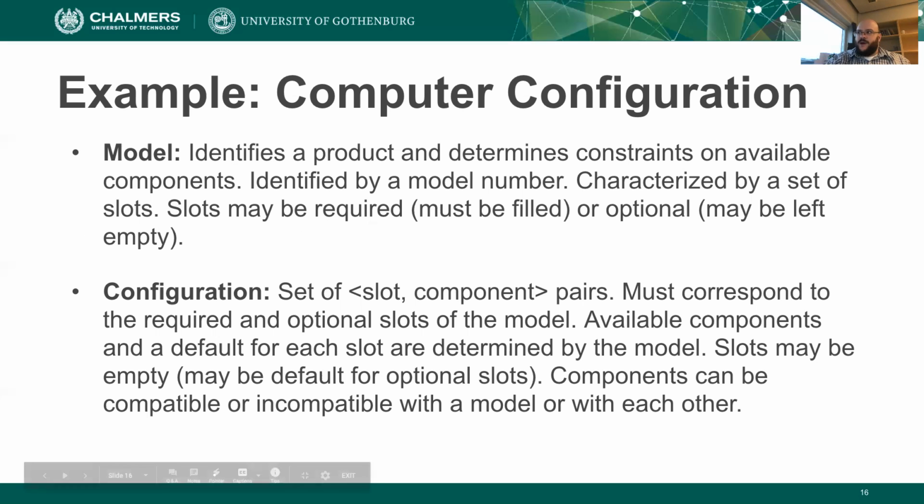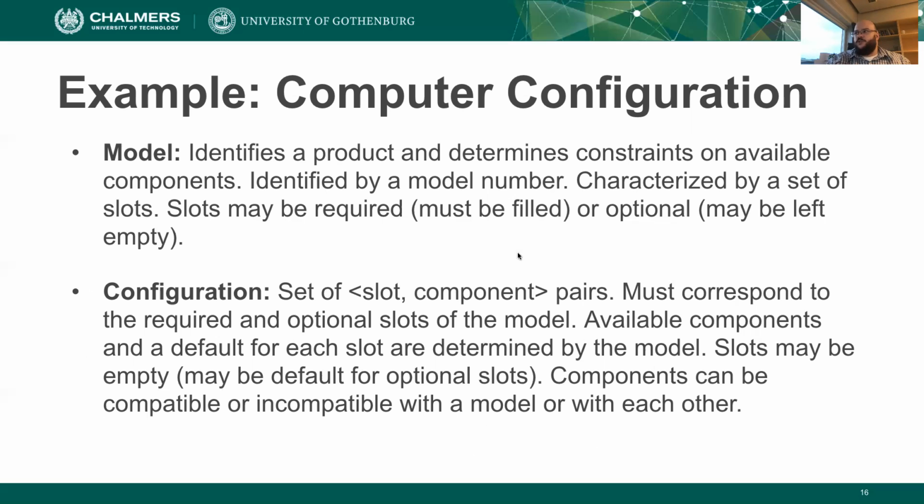Now, for a configuration for a model, this is a set of one or more pairs of slot and component. Right, so in slot 1, here's the option we choose. It needs to correspond to the number of required or optional slots for the model. The components, there's a set of available components determined by the model and a default for every slot. So in our information about the model, we can get information about what the default choice is for each slot if you don't choose anything. And slots can be empty, which may be the default for the optional slots, but not the required ones.